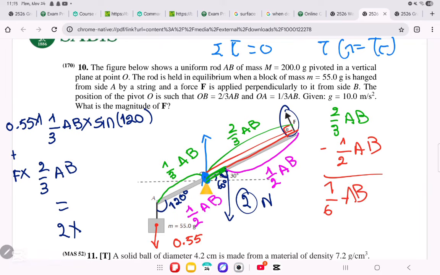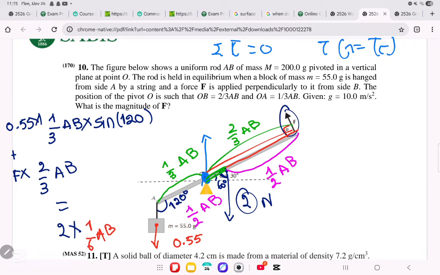So 2 times 1 over 6 AB, times what? Times sine the angle made with the axis of the pivot. So times sine 60. Now we just need to go into further solving.